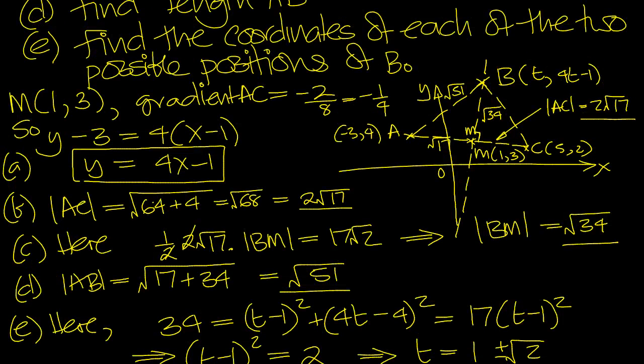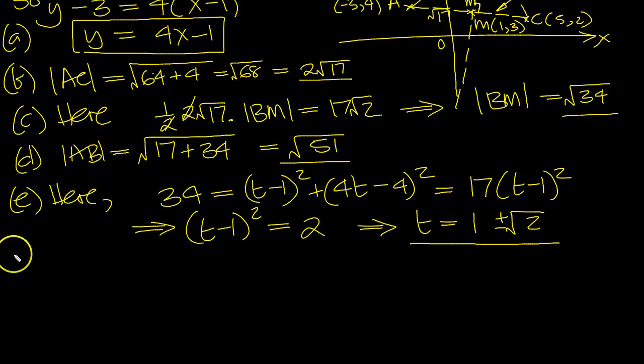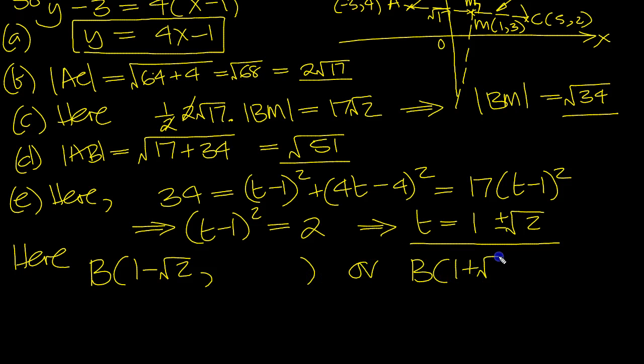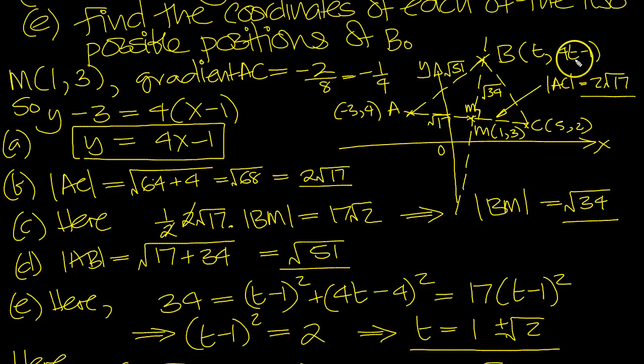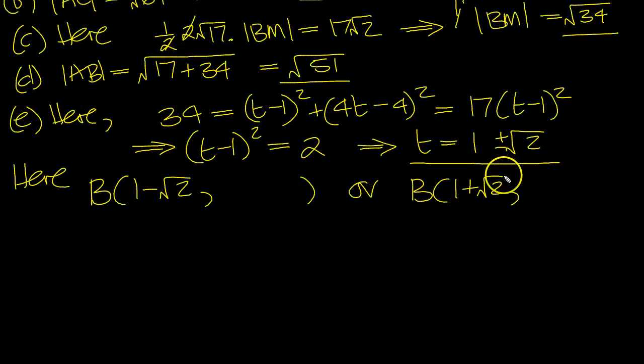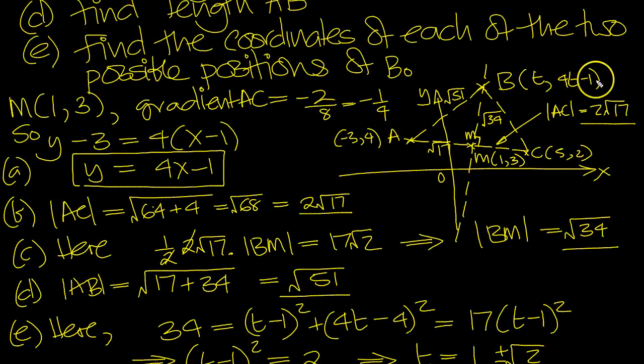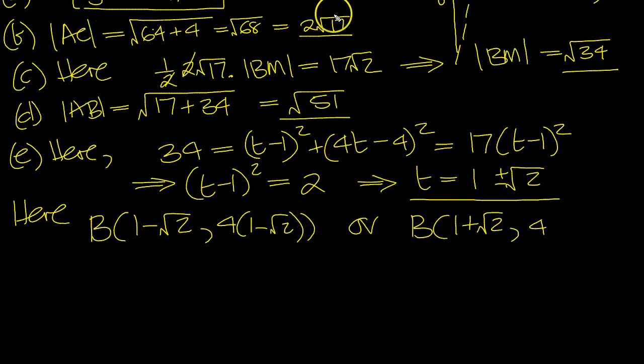Find the coordinates of each of the two possible positions of B. So here B has coordinates 1 minus root 2, and then something else, or B has coordinates 1 plus root 2. Now the y value at B is 4t minus 1. Here it is here. 4t minus 1. So it's 4 times 1 minus root 2. Oh, hang on. 4t minus 1.